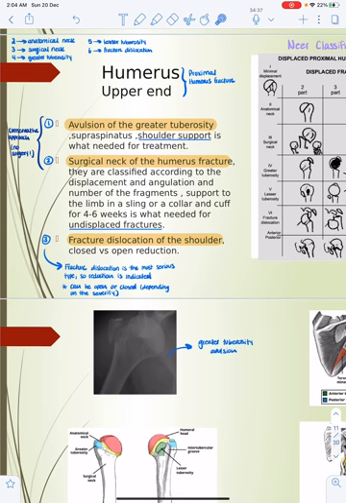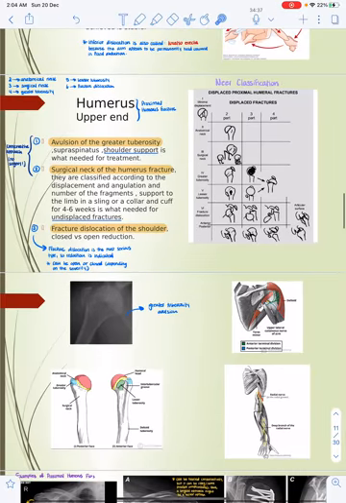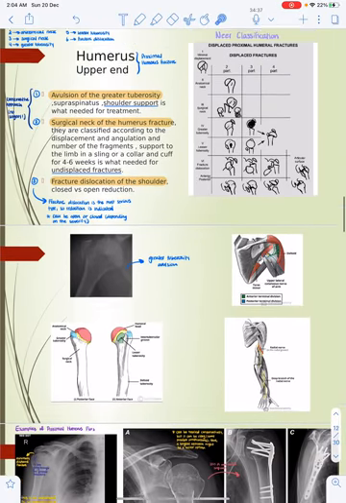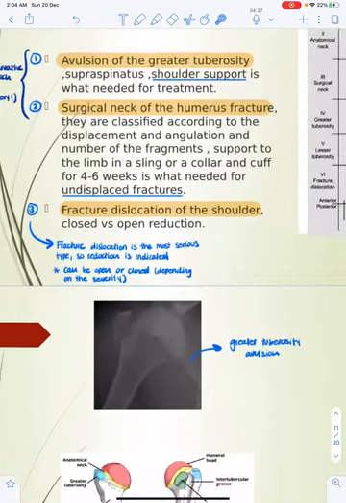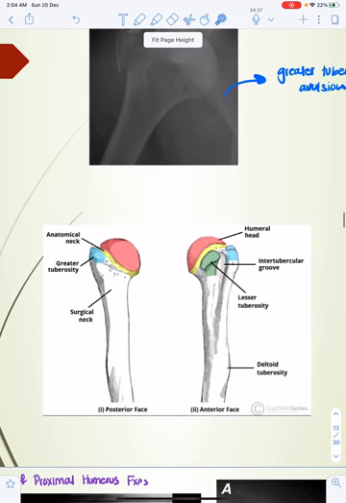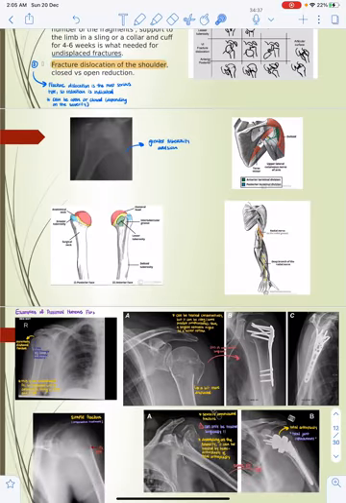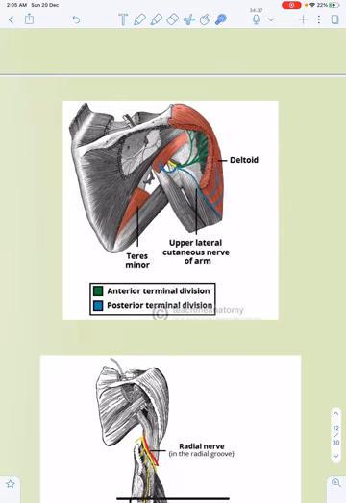Next is the surgical neck of the humerus fracture. Let's talk about it a bit. This is the surgical neck. In the humerus, you have the head, and here the anatomical neck, and here we have the surgical neck. So the surgical neck of the humerus is associated with a very important kind of injury: axillary nerve injury. What's the axillary nerve? Axillary nerve and posterior circumflex humeral artery.